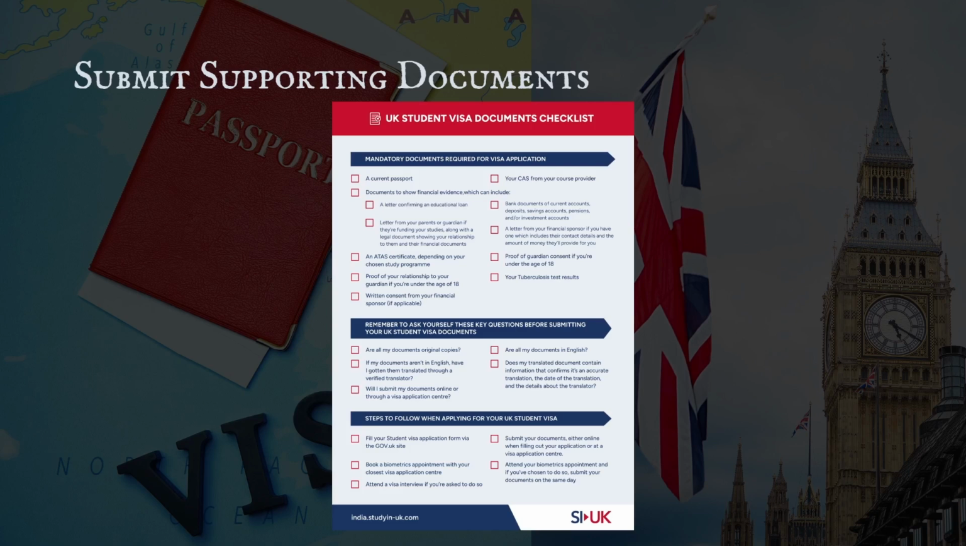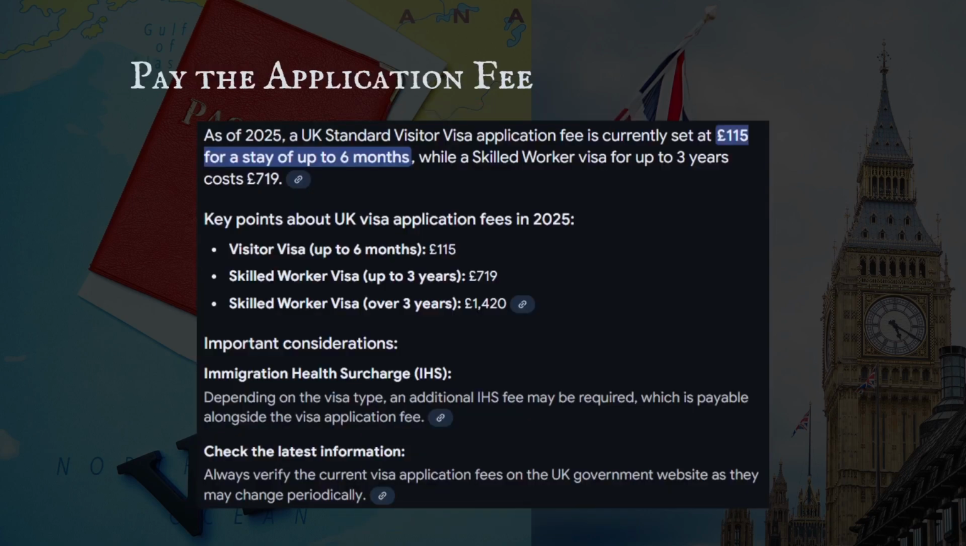Pay the application fee. The fee for a standard visitor visa is currently around £95 for a 6-month stay. Payment is made online during the application process.